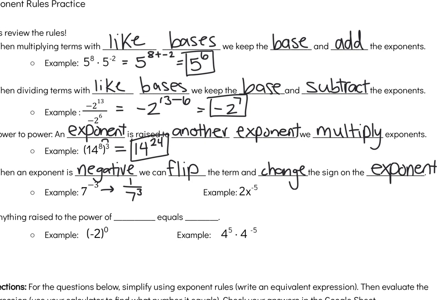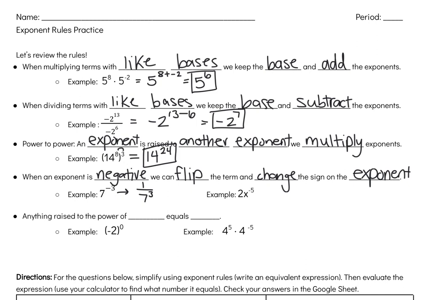Here we have 2x to the negative 5th. That negative 5 is only on the x, so it's only the x we're going to flip to the bottom. 2 will stay where it is on top. And then on the bottom, we get x to the positive 5.